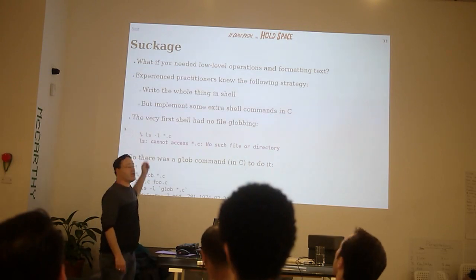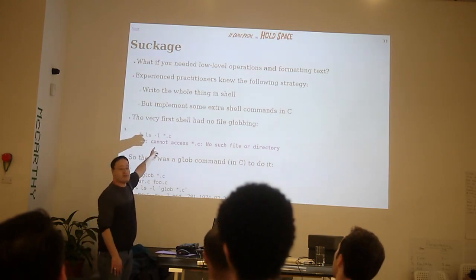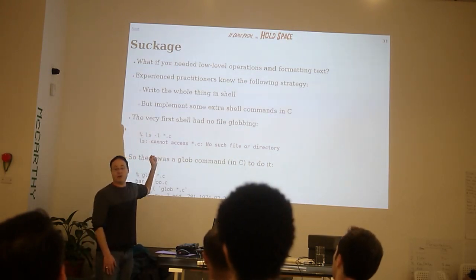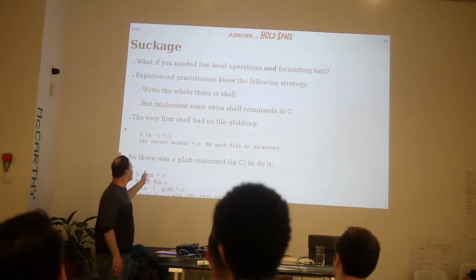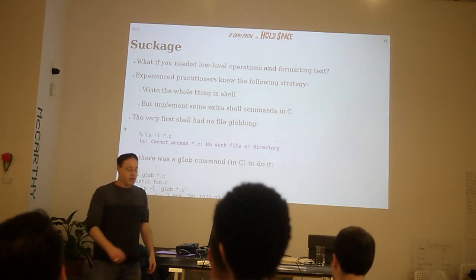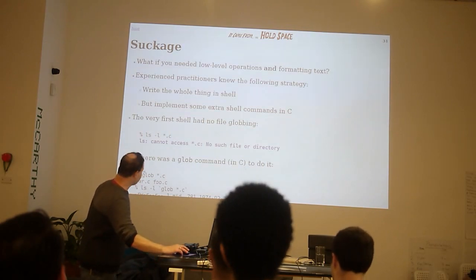The very earliest shell didn't have file globbing. If you asked for star.c, it wouldn't expand that into a list of files, because the shell only had 8k of memory to run in, and that function would have made it too big, so they left it out. Instead, there was a glob command, written in C.